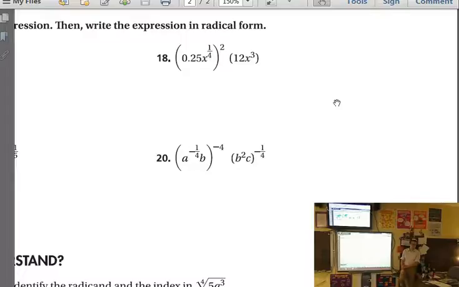What's the first thing I need to do here? Same thing as last time, Brian. Put the exponent into the thing above.